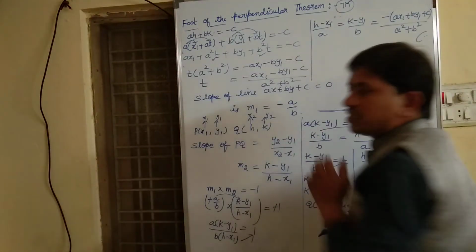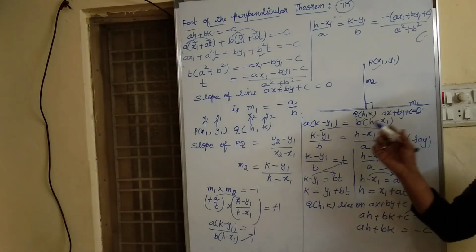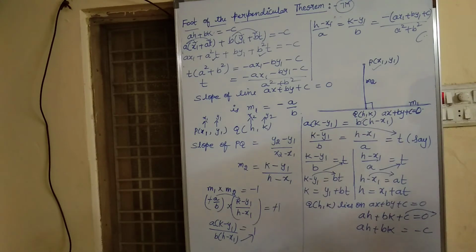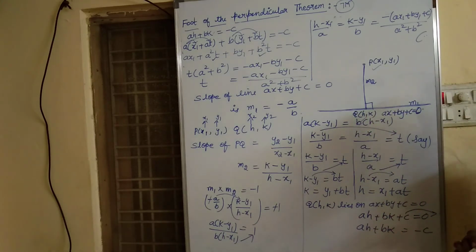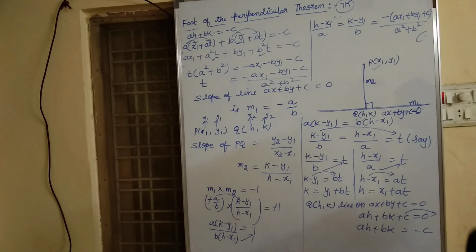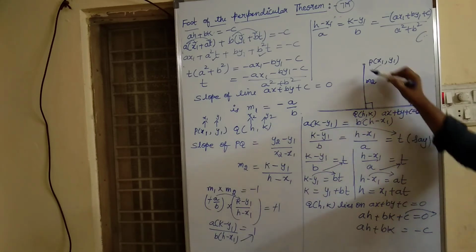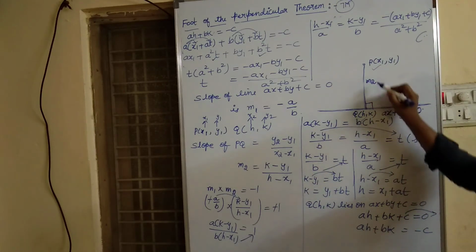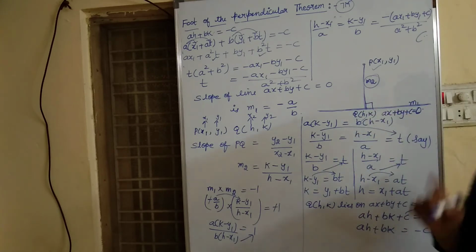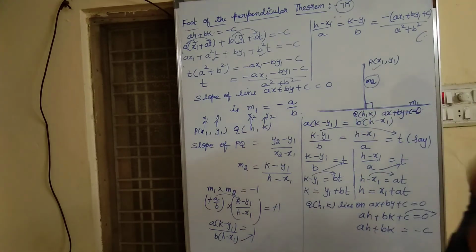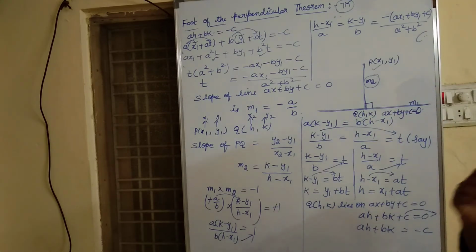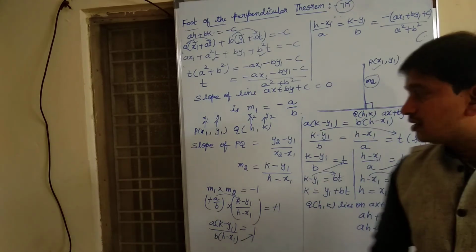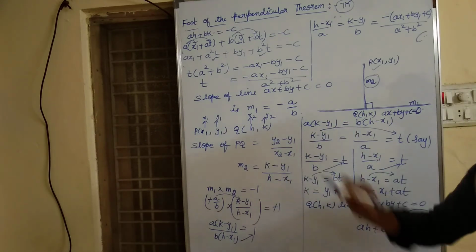Children, you practice this theorem. Once you practice, then only you can do it. You try to understand first what we have to do. We have to find the slope of line ax plus by plus c equal to 0. That is the first slope m1. And then we have to find the slope of line PQ. That is called m2. So you have to find m1 and m2. As they both are perpendicular to each other, the product of the slopes is equal to minus 1. That is m1 into m2 equal to minus 1.